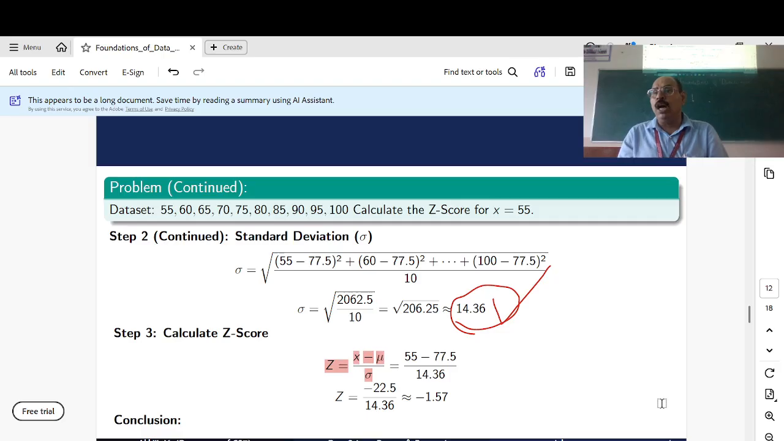This is the formula. The Z score of 55 will be 55 minus the average value, that is 77.75, divided by 14.36. You got it as minus 1.57.